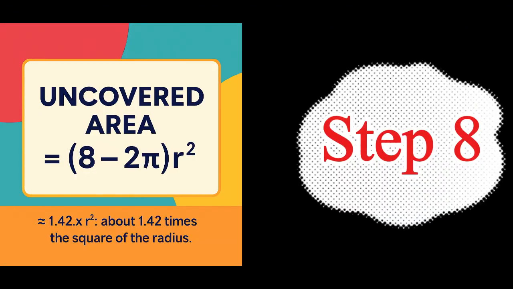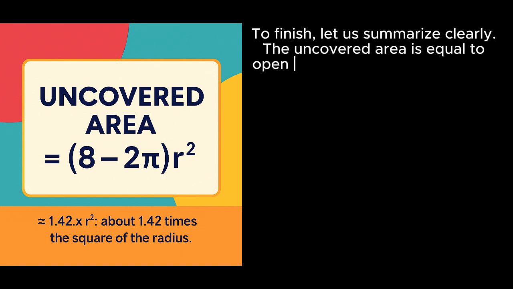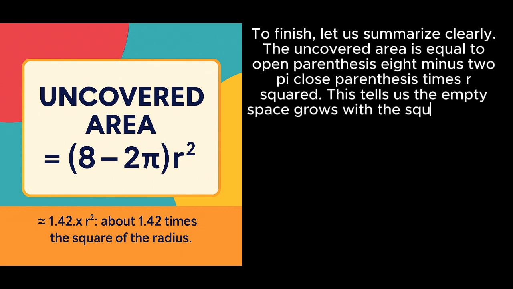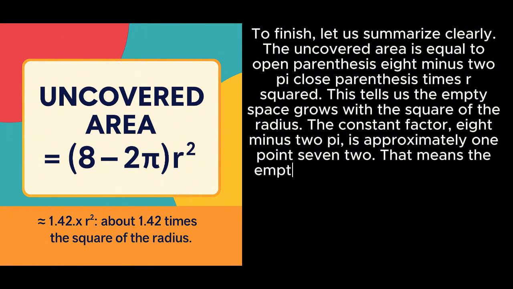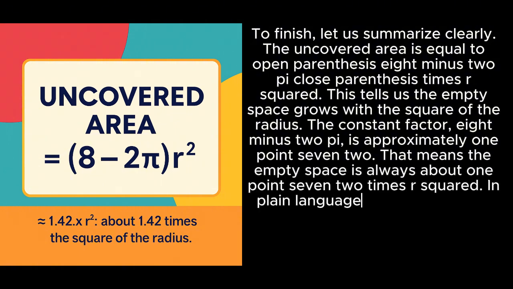Step 8. To finish, let us summarize clearly. The uncovered area is equal to (8 minus 2 pi) times r squared. This tells us the empty space grows with the square of the radius. The constant factor, 8 minus 2 pi, is approximately 1.72. That means the empty space is always about 1.72 times r squared.